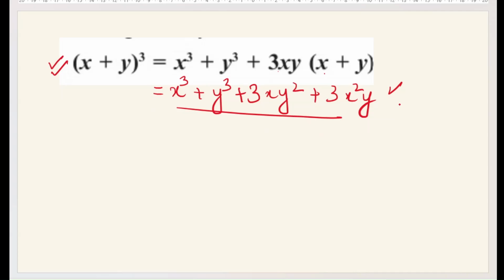How many terms are here? Here there are 4 terms. Just remember, whenever you have cubes and 4 terms, then this identity will be used. Let us do one question based upon that. Question is (3a plus 4b) whole cube.